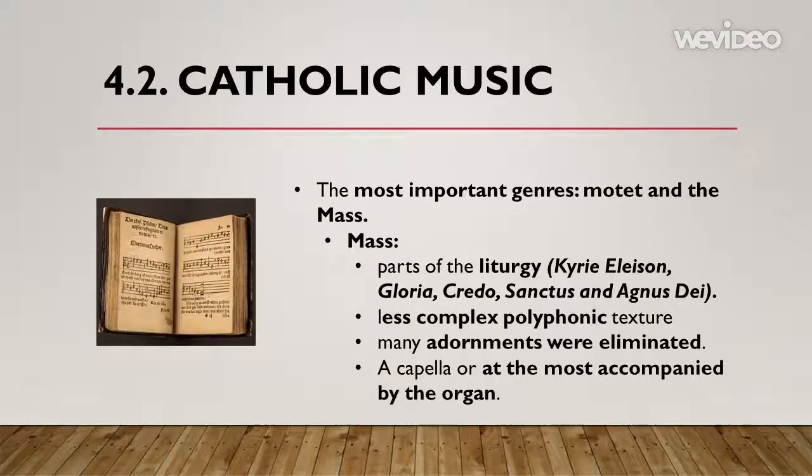Mass. It was the result of the union of all parts of the liturgy: Kyrie eleison, Gloria, Credo, Sanctus and Agnus Dei. In order to understand the text, it used a less complex polyphonic texture and many adornments were eliminated. They usually sang the masses a cappella or at the most accompanied by the organ.